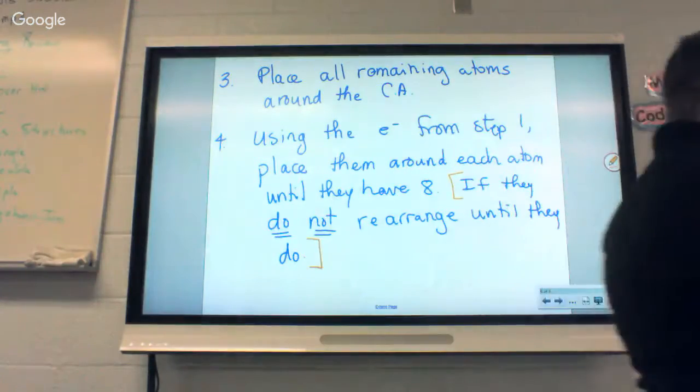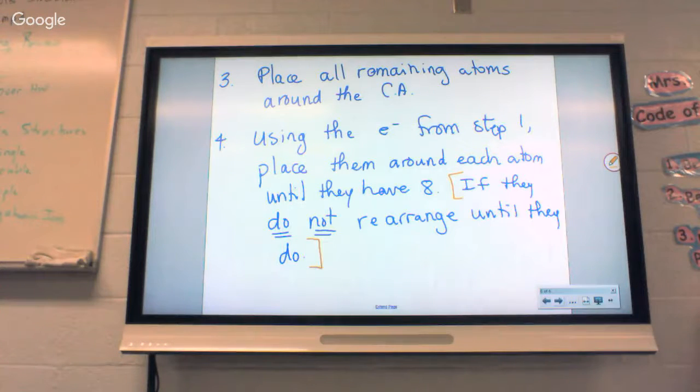Now, what I put in the little yellow bracket are the multiple bonds, right? That rearranged part is the double and triple bond. The part that's not in brackets, we're going to do with a single bond. But the part I put in the yellow bracket will be our double and triple bonds that we'll talk about towards the end of class.